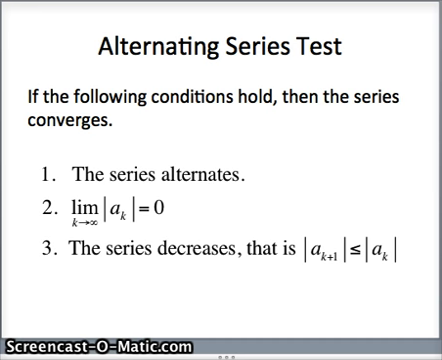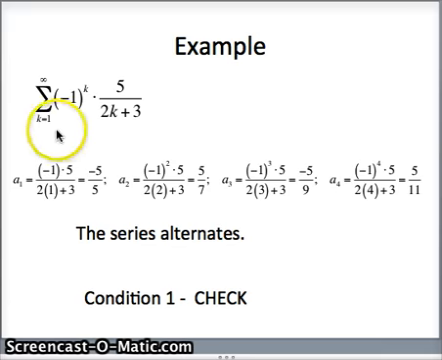So let's look at an example. We want the sum as k goes from 1 to infinity of (-1)^k times 5 over 2k plus 3. Does it alternate?